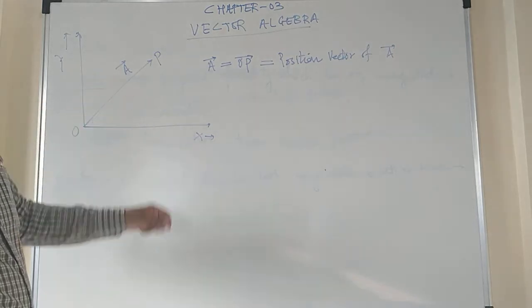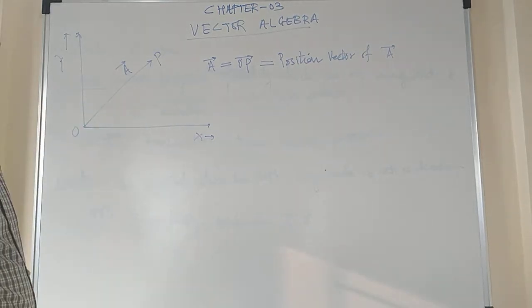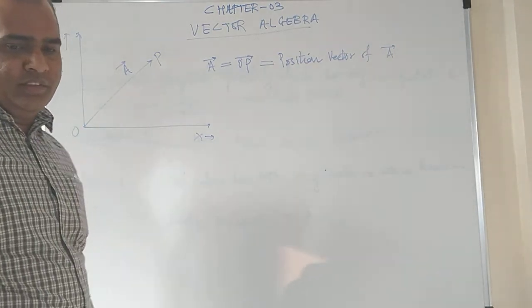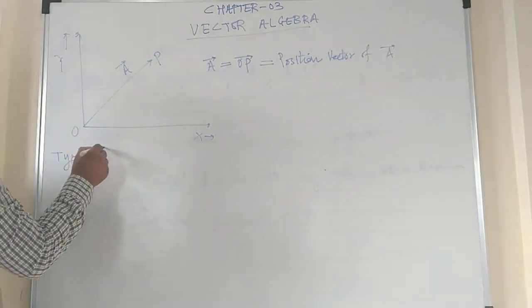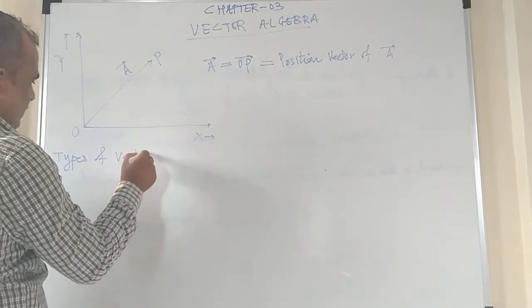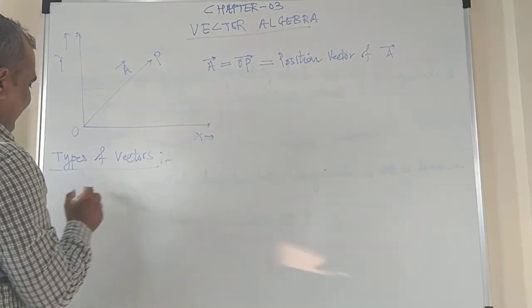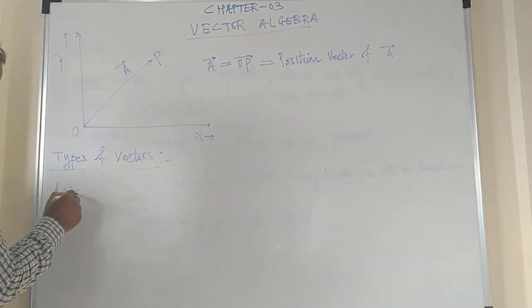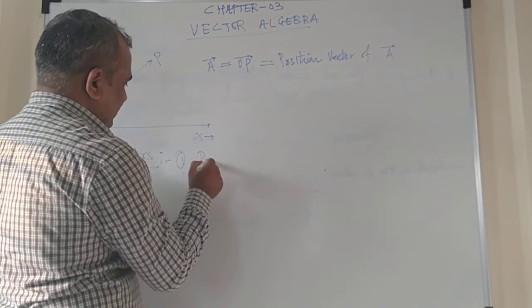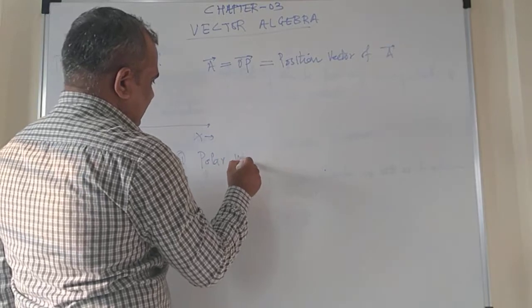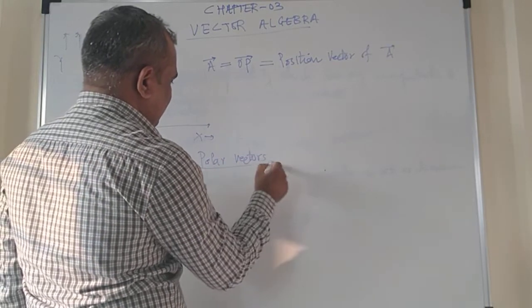Fine. So this is the representation of the vector, and it is called a geometrical representation. Now there are two types of vectors. One is called axial vectors and the other is called polar vectors. So let me write here polar vector. Now what do you mean by polar vectors?